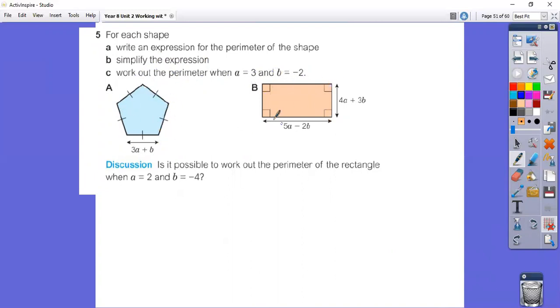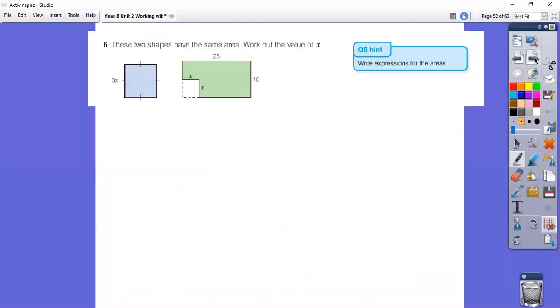You would do the same for b. So again, opposite sides are the same. So this side will be 5a minus 2b. This side will be 4a plus 3b. Collect and simplify, and then work out the perimeter of this rectangle, its distance outside, when a is 3 and b is -2. Okay. Question 6.